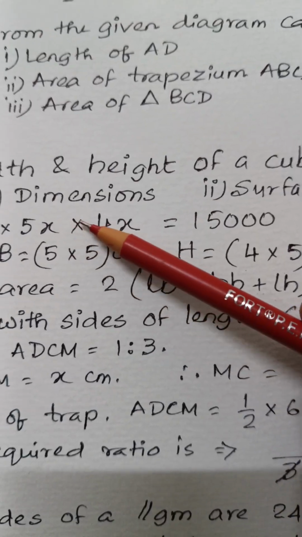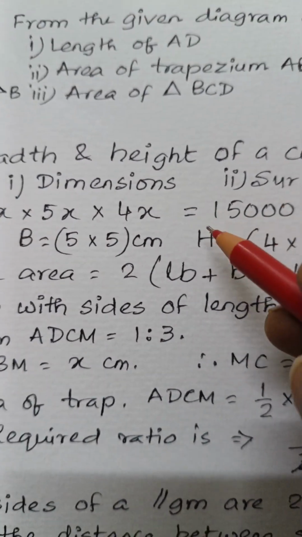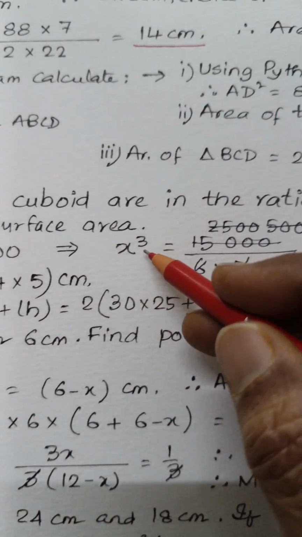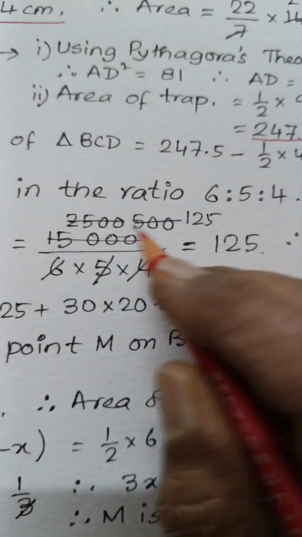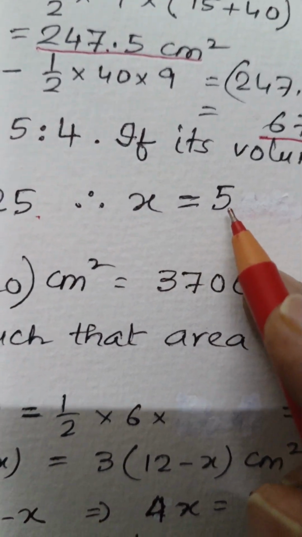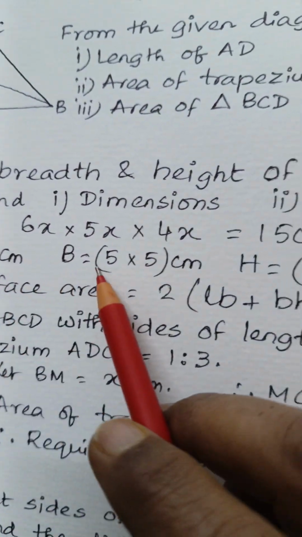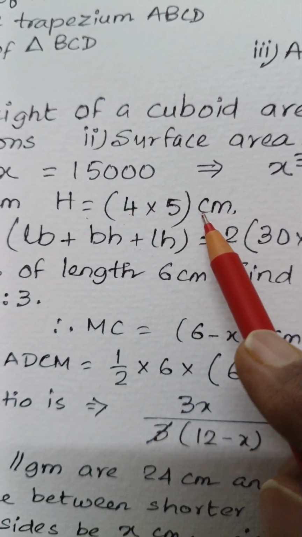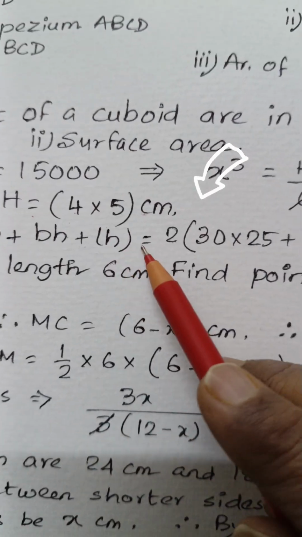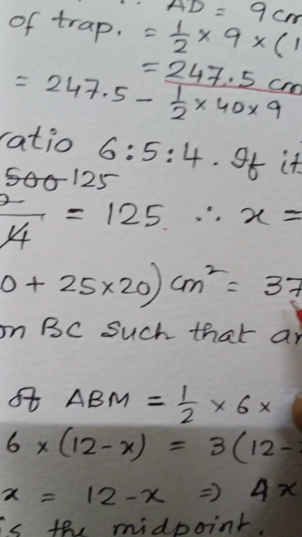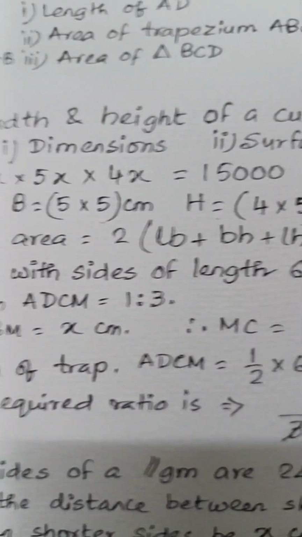The volume is 6x into 5x into 4x, that is, it is already given over here 15000. Therefore x cube is equal to 125. Therefore x is equal to cube root of 125, that is 5. Now length is 6 into 5, breadth is 5 into 5, height is 4 into 5. Therefore the surface area is 2 into length into breadth plus breadth into height plus length into height. We get 3700 square centimeter.